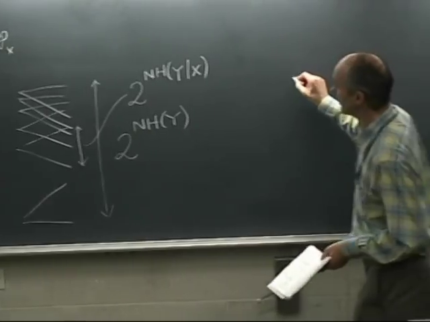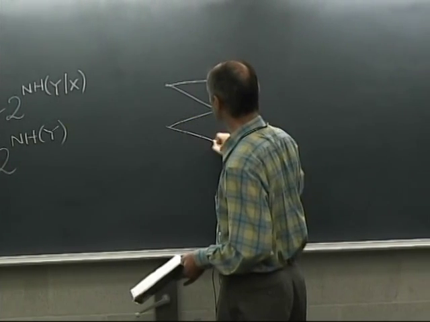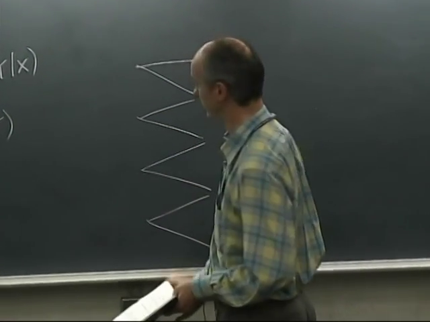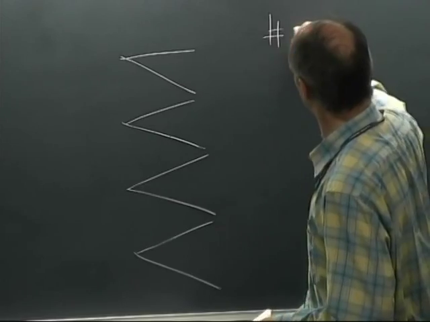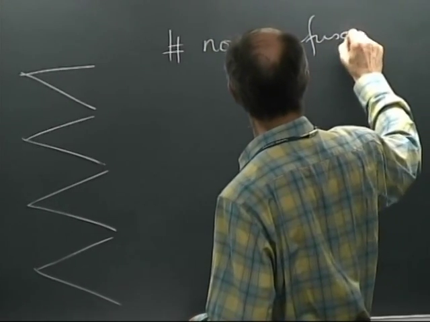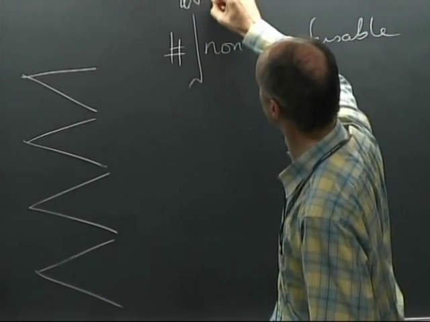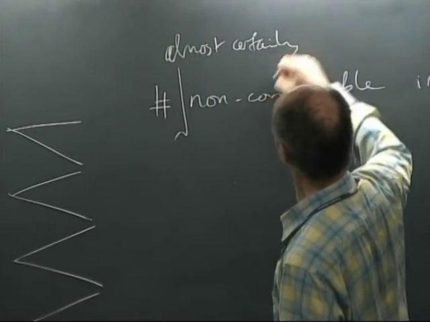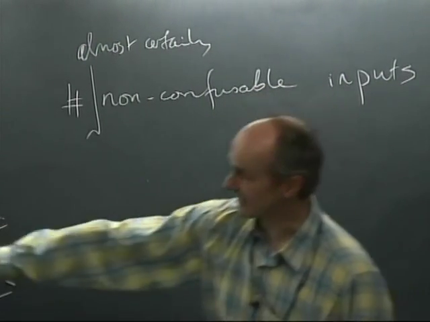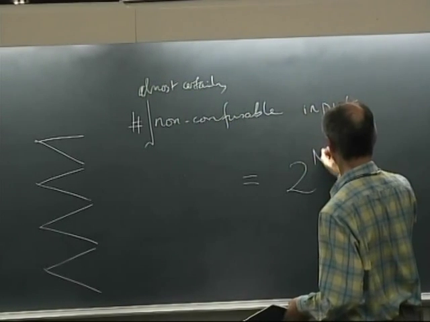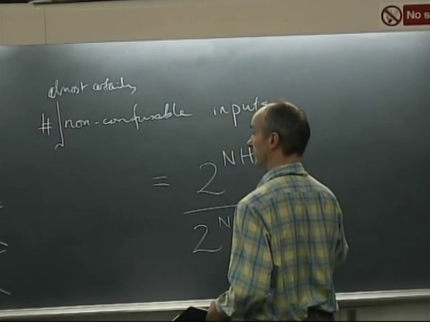Similarly here, we can take this extended channel, as long as n is really large, and we can imagine that we might be able to come up with a set of non-confusable inputs to this extended channel. And the number of non-confusable inputs, when I say non-confusable, I mean almost certainly non-confusable inputs, will be the size of this typical set of outputs divided by the size of each of these blobs here. So 2 to the n h of y over 2 to the n h of y given x.